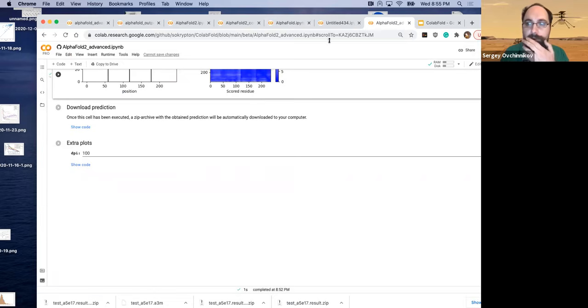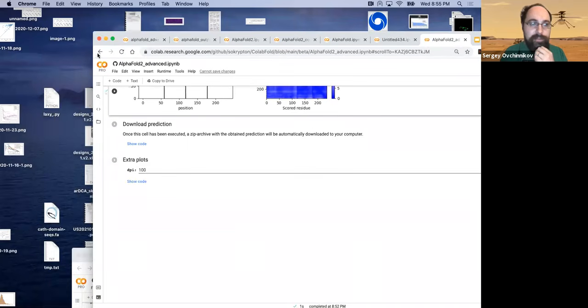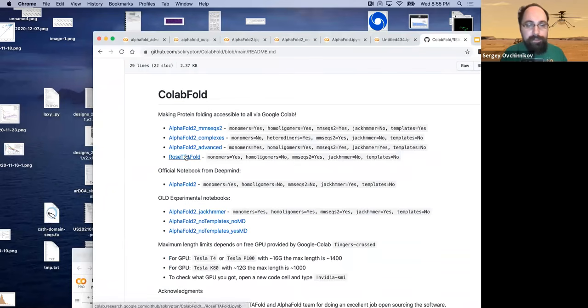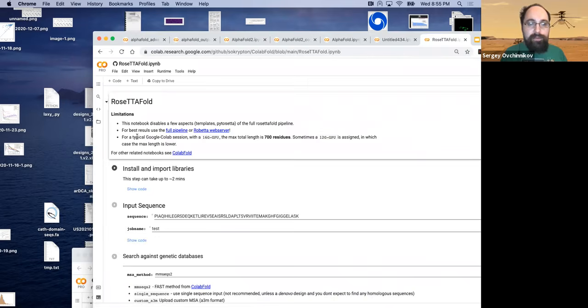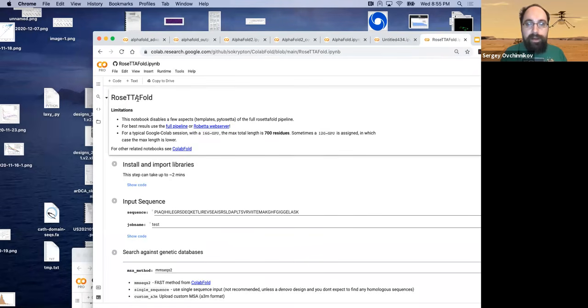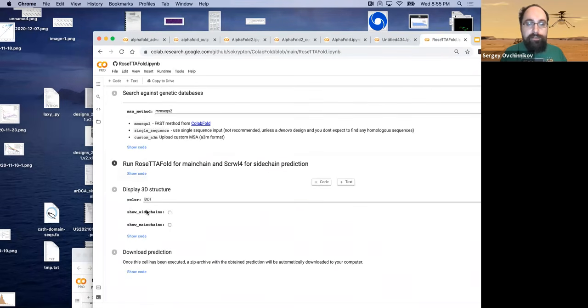I think we're running out of time, so I will say one last thing. So far we've only been talking about AlphaFold, but we should give some love to RosettaFold. We do also have RosettaFold now. If you click on RosettaFold, the notebook is almost identical. The only difference is that it now runs RosettaFold. You run the sequence, display the structure, and you'll get the structure and everything.